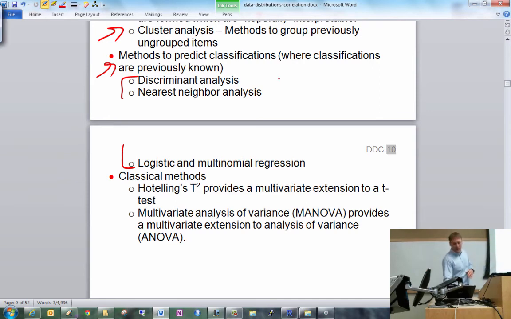So we could look at something else called nearest neighbor analysis, which is what's called a non-parametric way of approaching the same kind of problem. The key is that since it's non-parametric, it doesn't make an underlying distributional assumption. We'll also look at logistic and multinomial regression models as well with the sole purpose of prediction.